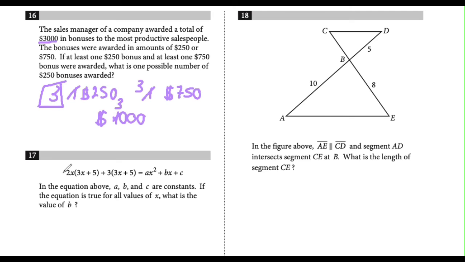Number 18. In the equation above, a, b, and c are constants. If the equation is true for all values of x, what is the value of b? What we need to do first is simplify the equation on the left.